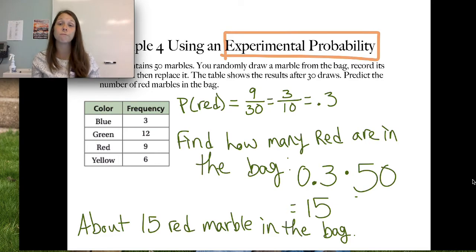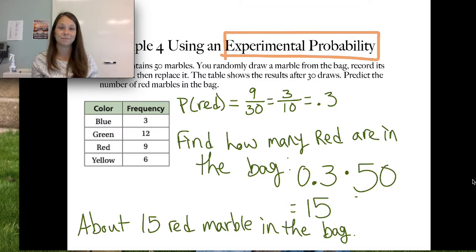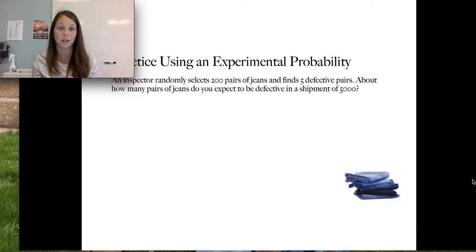So what we did is we first found the experimental probability of getting a red marble based upon the table of results. We took that number and multiplied it by the total number of marbles in the bag to figure out about how many of them are red. I want you to use this same concept to work through the next example where it says practice using experimental probability. Take a moment, pause the video, see if you can get it, press play to see the answer.